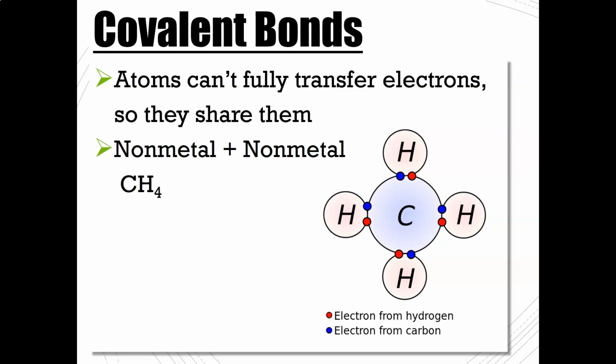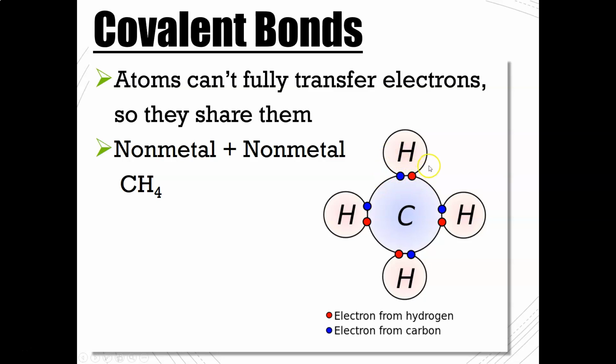Covalent bonds are going to typically be between nonmetals and nonmetals. Remember that hydrogen is a nonmetal. Even though it's on the left, it's a nonmetal. You can see here that the carbon is sharing one of its electrons and the hydrogen is sharing one of its electrons. And so it forms a bond where they're being shared.